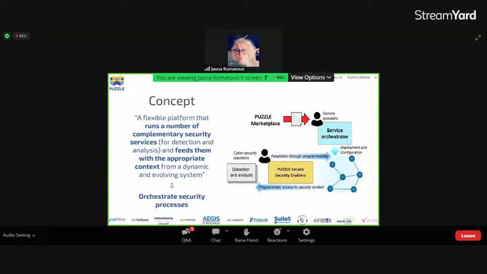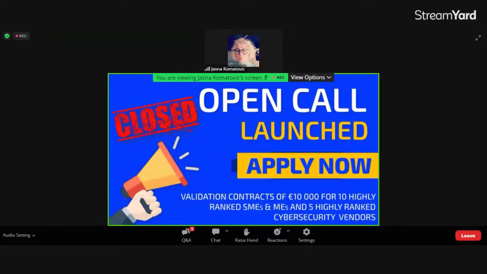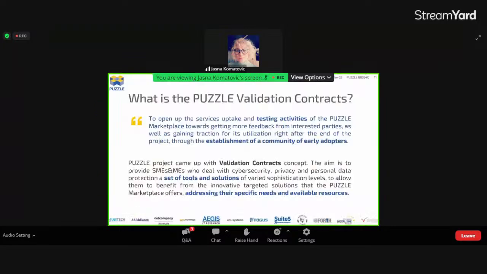The concept behind the technology is a flexible platform that runs a number of complementary security services for detection and analysis and feeds them with the appropriate context from a dynamic and evolving system. About the open call, the Puzzle validation contracts call, it's closed, and a short overview from my side about it because it's very important.